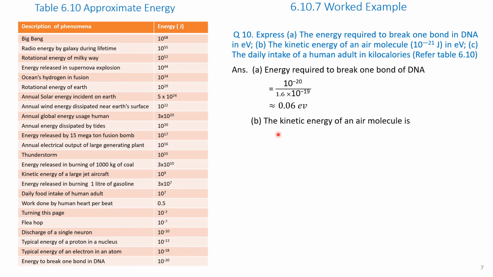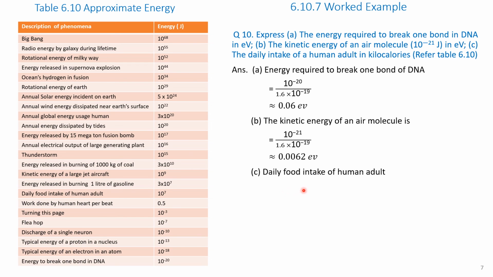Part B asks for the kinetic energy of an air molecule in electron volts. It is given that the energy of an air molecule is 10 to the power of minus 21 joules. To convert it into electron volts, we divide it by 1.6 into 10 to the power of minus 19. Substituting as shown, we get a value of 0.0062 electron volts. We can even express it in millivolts by multiplying this value, 0.0062, by 10 to the power of 3, where we will get the value in millivolts.